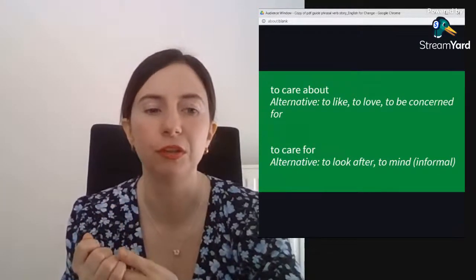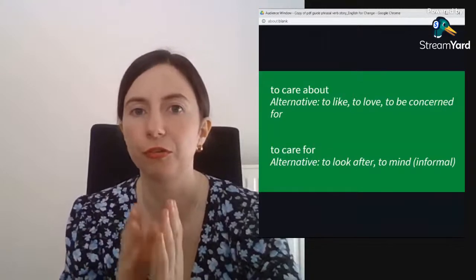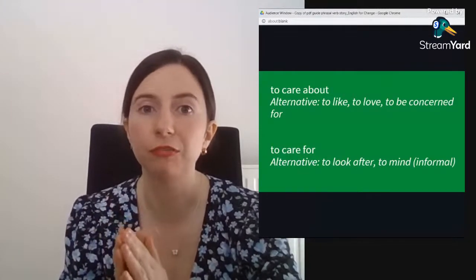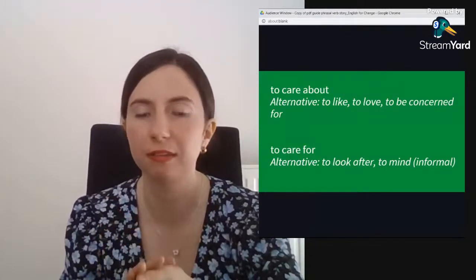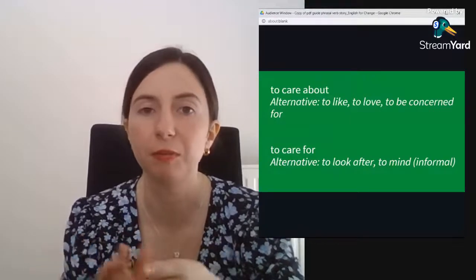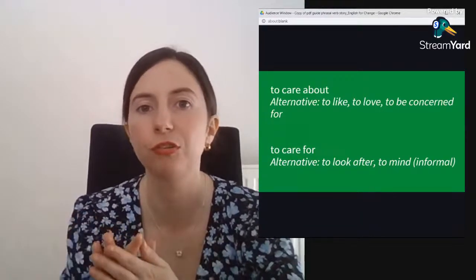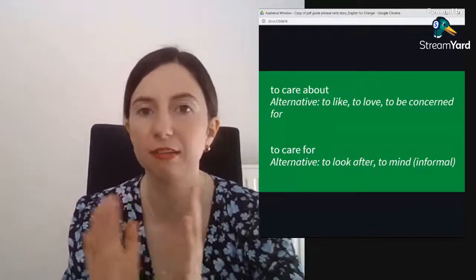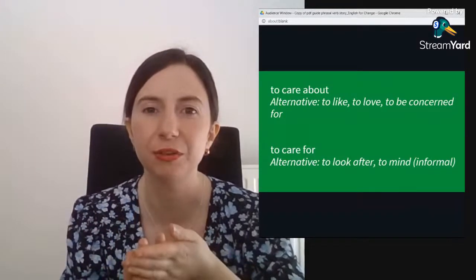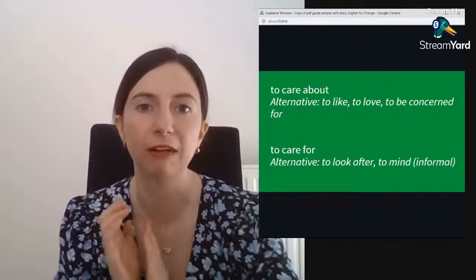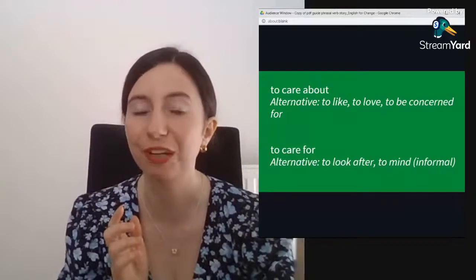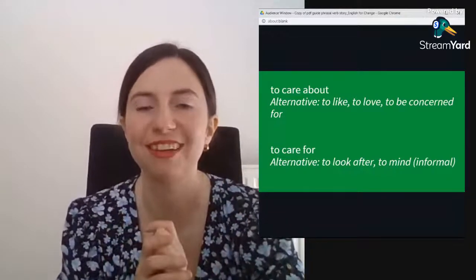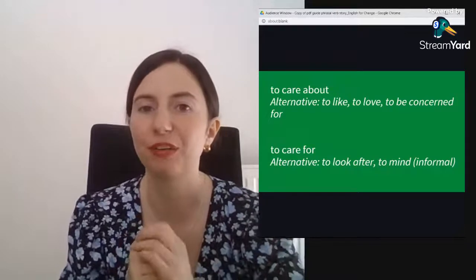And then to care for. There are some very good alternatives for to care for. There's to look after, which is completely the same thing. It's a synonym. You can say, I look after my children, I look after my pets. It's exactly the same. So it might be easier to use look after and then keep care about. Oh, I nearly made that mistake. You could keep care about for that other one.